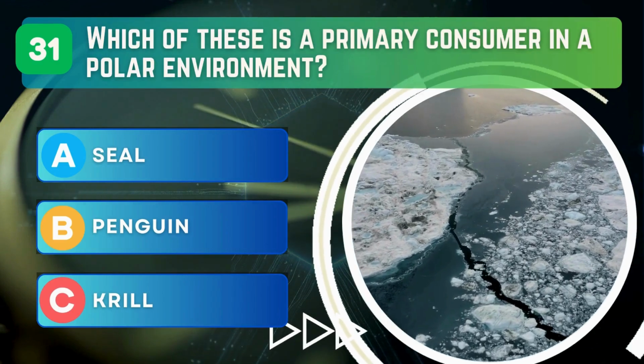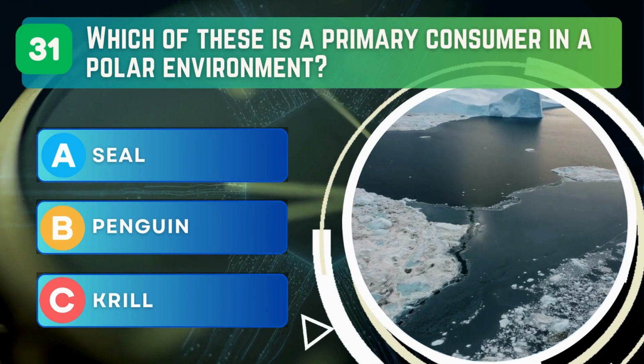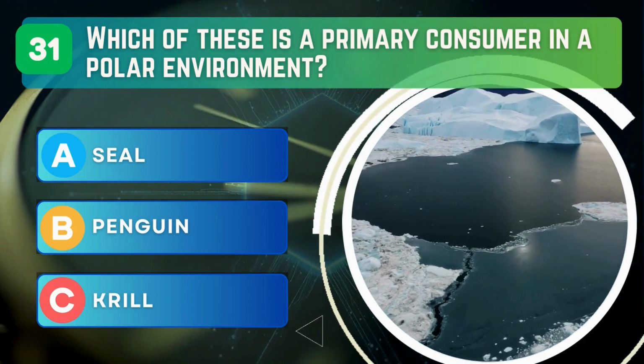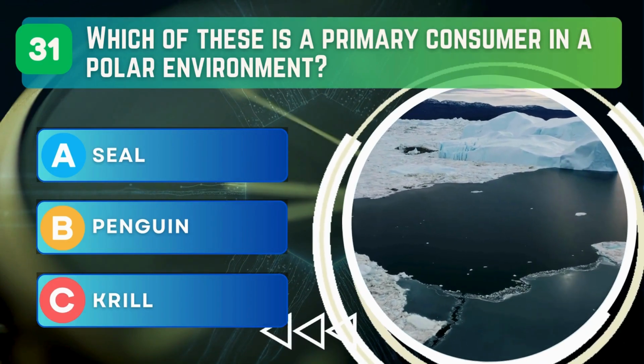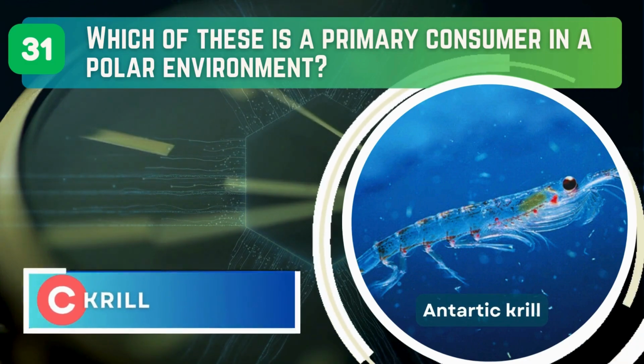Which of these is a primary consumer in a polar environment? Krill. An organism that feeds on producers.